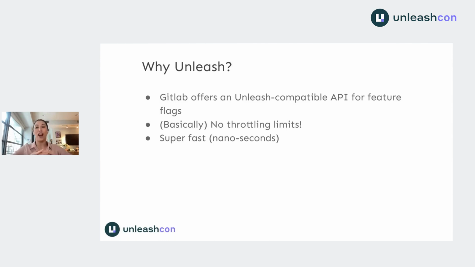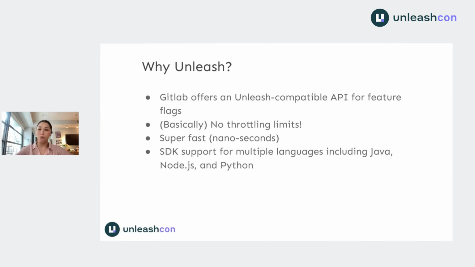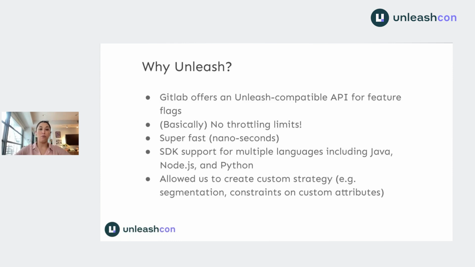Unleash is so fast. It is nanoseconds, which is really unheard of. Unleash's client SDK caches all of their feature toggles in memory, so it's very, very fast. The SDK also supports multiple languages. Our tech stacks are primarily Java, Node, and Python, which is really important because we wanted to make sure that whatever product we used did have that support, as well as it allows us to create custom strategies.